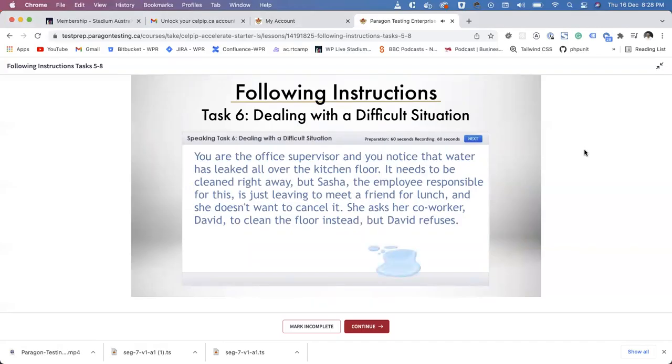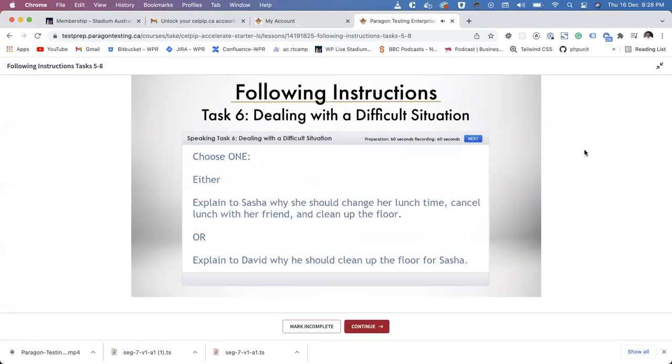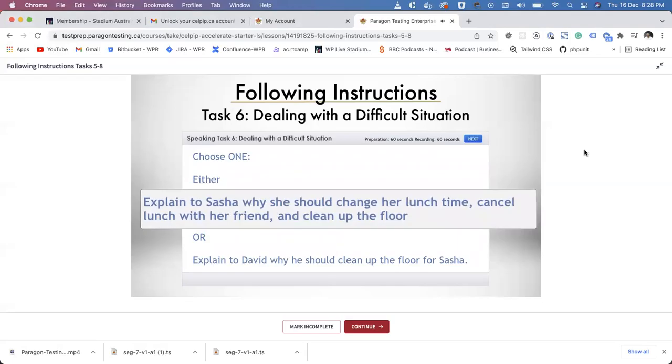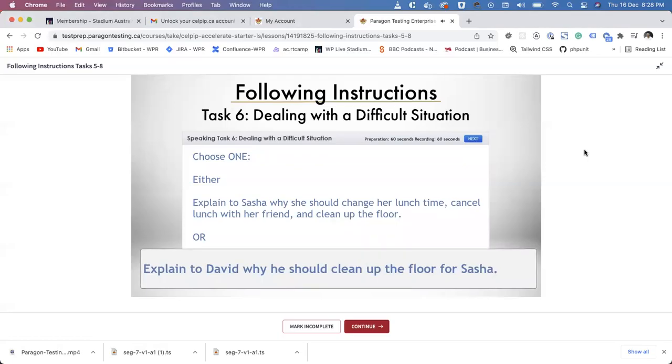It needs to be cleaned right away, but Sasha, the employee responsible for this, is just leaving to meet a friend for lunch, and she doesn't want to cancel it. She asks her coworker, David, to clean the floor instead, but David refuses. Choose one. Either explain to Sasha why she should change her lunchtime, cancel lunch with her friend, and clean up the floor, or explain to David why he should clean up the floor for Sasha.